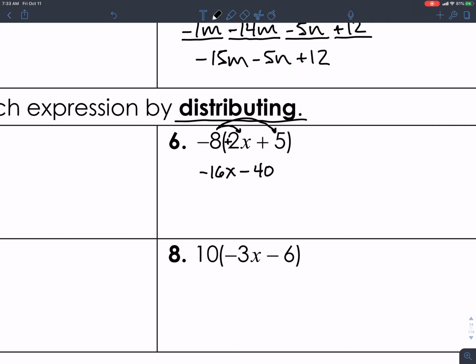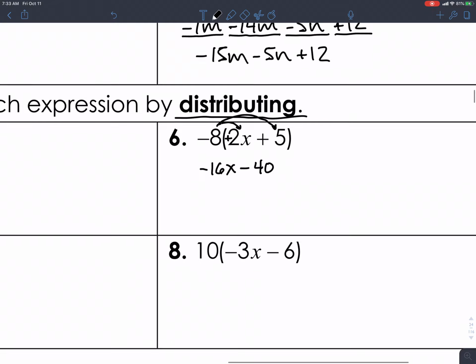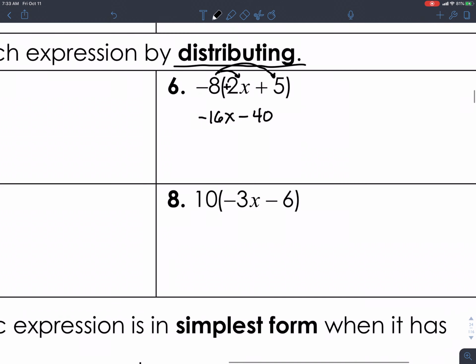Okay, I have two terms. This is a pretty simple one. There's nothing else I can do because the x cannot be combined with the constant. They're different terms. Let's look at number 8.